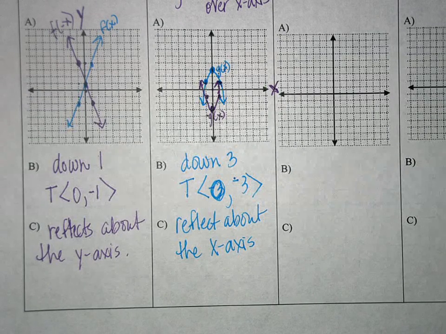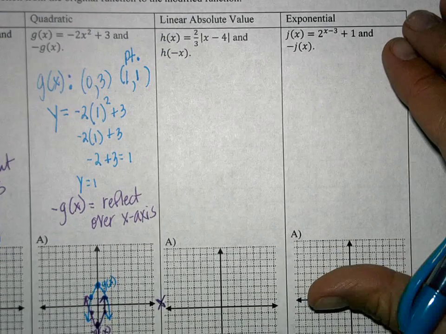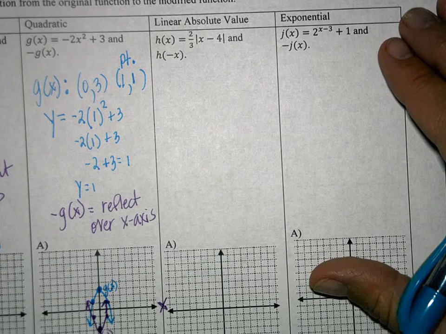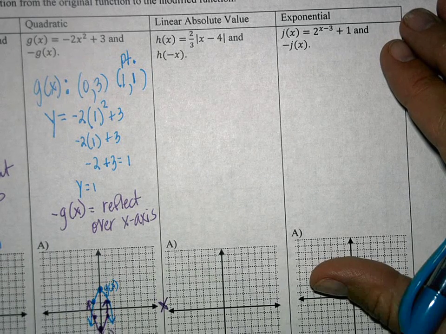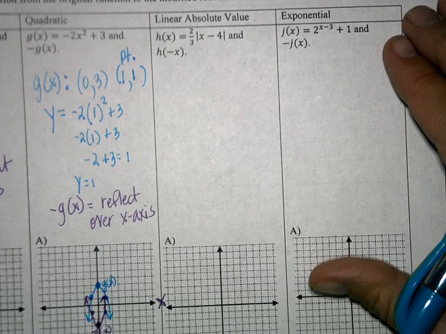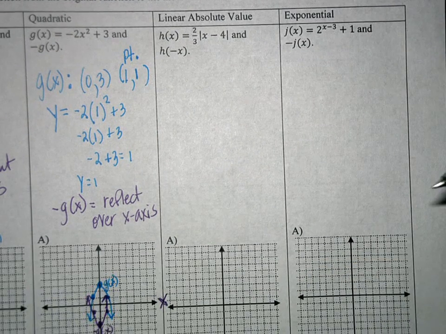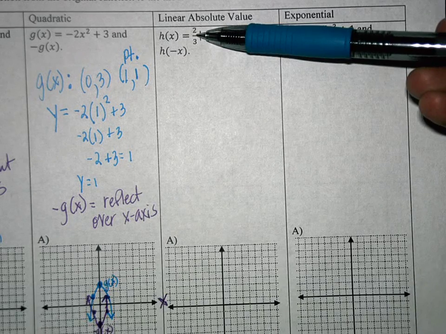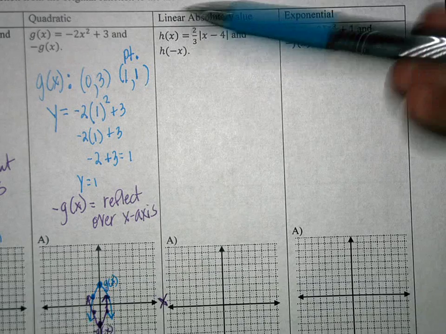Okay, any questions? All right, next one, linear absolute value. With linear absolute values, are they straight lines or curved? Straight, right? We just have two straight lines that go into a V. What that means is we have a slope that we can use, okay? And so I'm going to show you how to use the slope with linear absolute values.